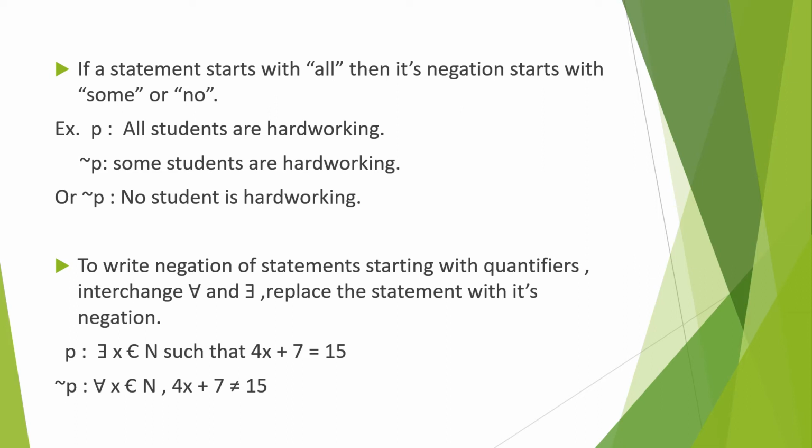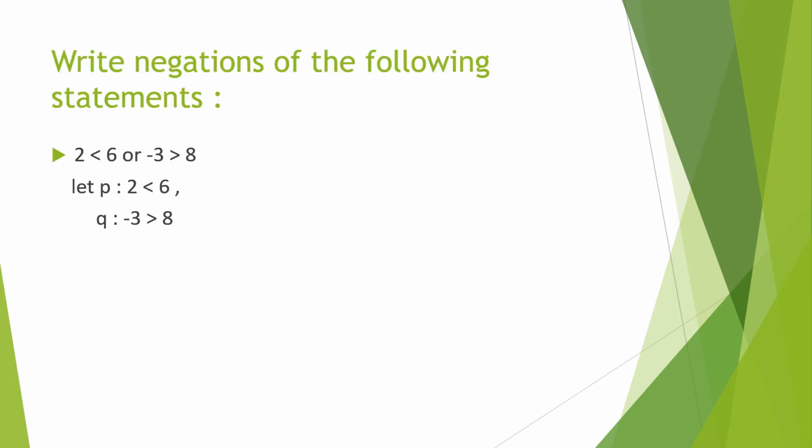So the negation of the given statement is: for every x belongs to N, 4x plus 7 is not equal to 15. Now let's study negations of compound statements. Here we are starting with disjunction. The given statement is: 2 is less than 6 or minus 3 is greater than 8.